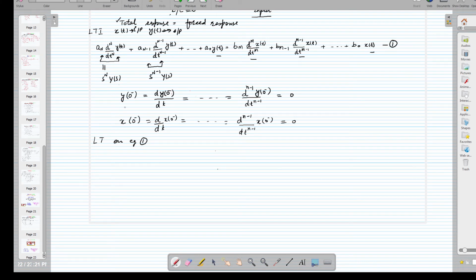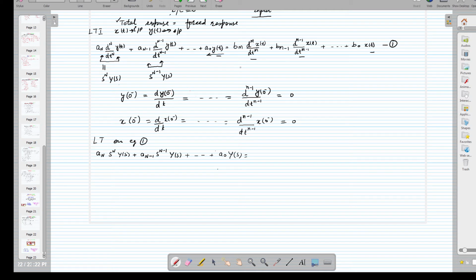So the equation is having power n, coefficient an and differential power n. We can write it as capital N, an s raised to the power n Ys, plus an minus 1 s raised to the power n minus 1 Ys, plus so on, a naught Ys. So on this side we completed the Laplace transform.